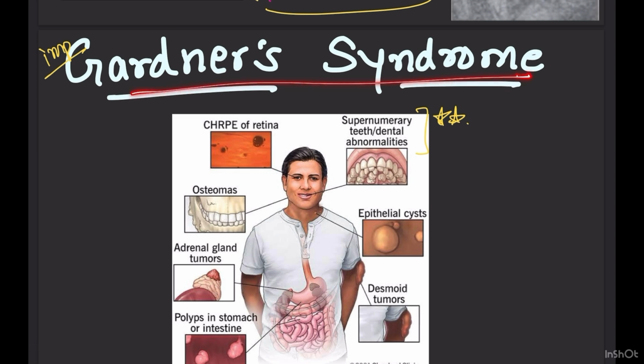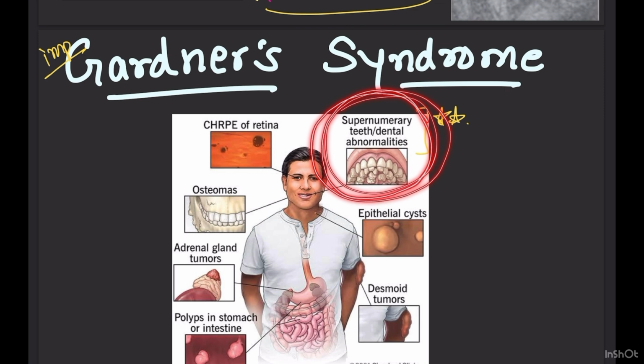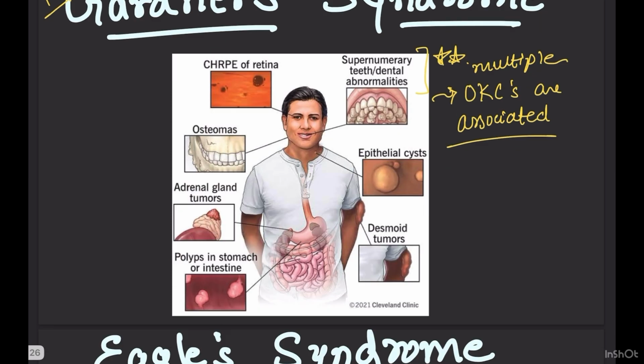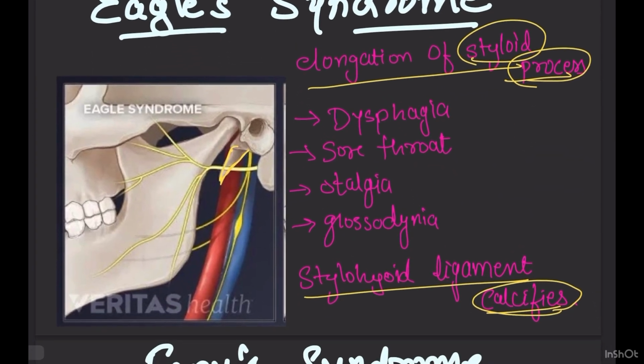Then Gardner syndrome. Here the main point to remember is that supernumerary teeth are present. Here it is also seen that multiple OKCs are associated with this syndrome. Then Eagle syndrome. Here the important point is elongation of the styloid process and calcification of the stylohyoid ligament, which leads to dysphagia, sore throat, otalgia, and glossodynia.